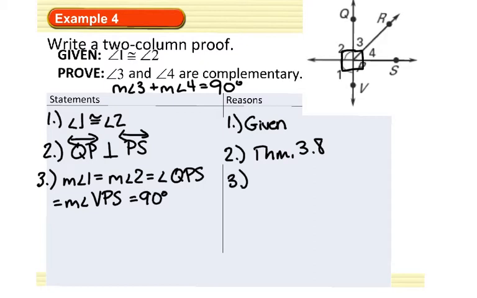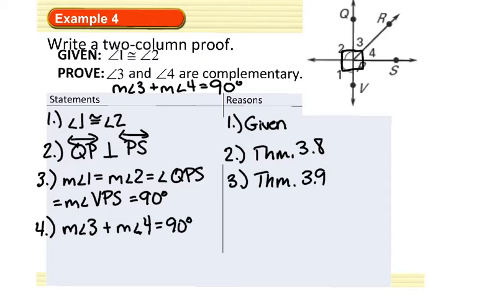Okay, that is theorem 3.9. Now, the last one is, since we know that this angle measurement right here is 90 degrees, our QPS angle measurement is 90 degrees, and it has 3 and 4 inside that angle measurement, then we should know the measurement of angle 3 plus the measurement of angle 4 is equal to 90 degrees, which is the statement that we wanted to get.